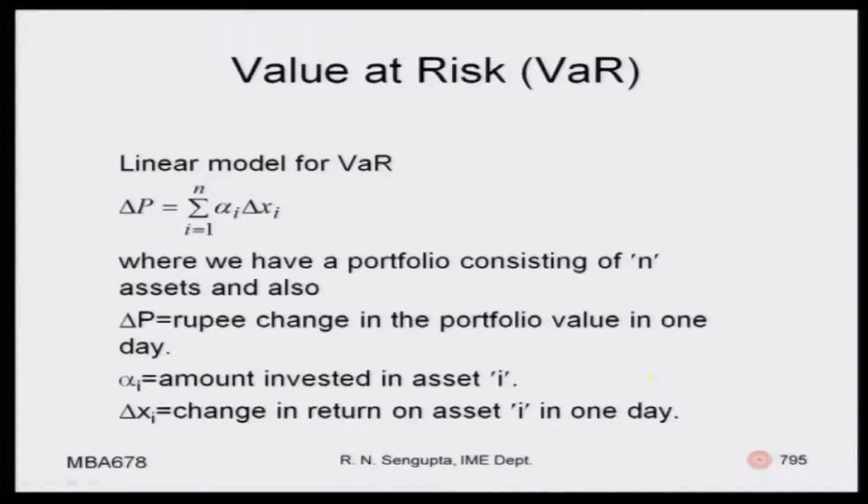Value at risk, basically the linear model for the value at risk. We very simply considered that the change of the portfolio, which is on the left hand side, delta p, is given by the change in the returns into the alpha value, which is basically the amount invested in the ith asset. So, we have a portfolio consisting of n number of assets, where delta p is the rupee change in the value of the portfolio, alpha i's are the amount invested in the ith asset, and delta xi is the change in the return of asset i in one day.